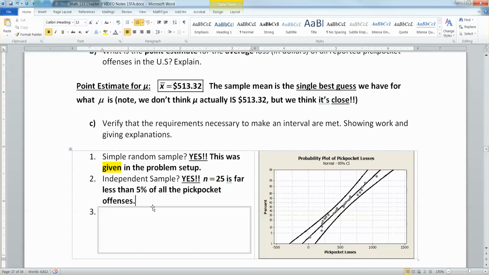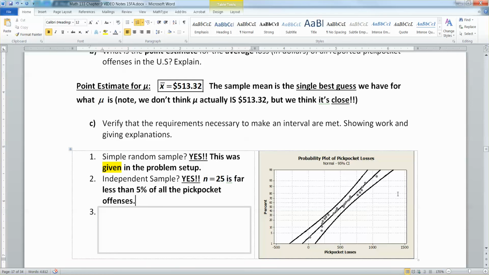And sometimes we'll actually know the population number, so we'll be able to calculate it. But here we don't know it, but we can just assume that this is way less than 5%. And you have to write that. And the last but not least, do we have normal? Well, N is only 25, so that's a little bit of a concern.